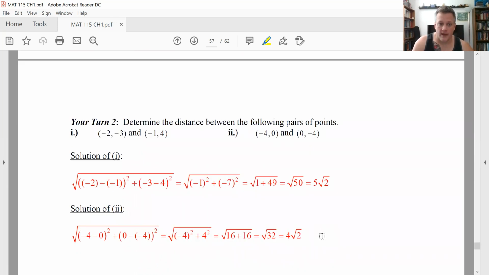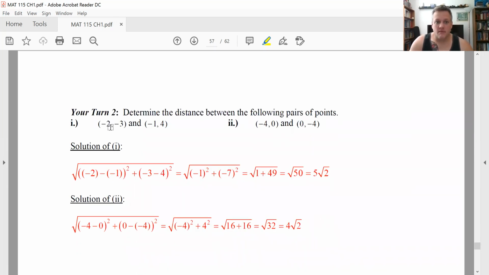All right, so if you do that, again, the setup is the same. I'm subtracting the x values, so I want minus 2 minus a negative 1, so I have a double negative here. All right, so that turns into minus 2 plus 1, which is minus 1. And then here I have minus 3 minus 4, no double negative. So if I simplify this, I get negative 7. Square both of those, you get 1 plus 49, which is radical 50. And yes, technically you can simplify that using the results we talked about earlier. That's just 5 root 2.